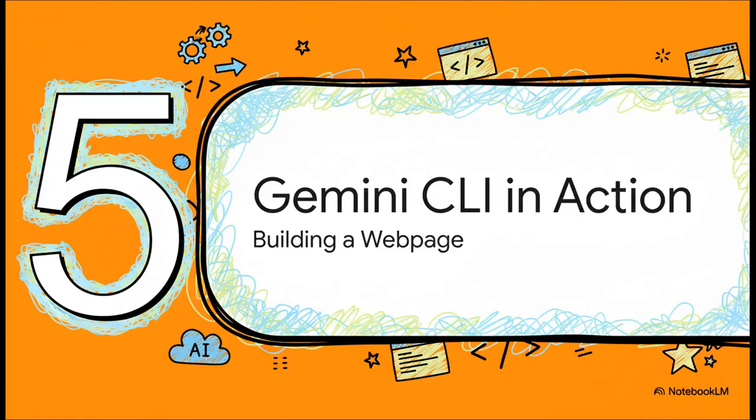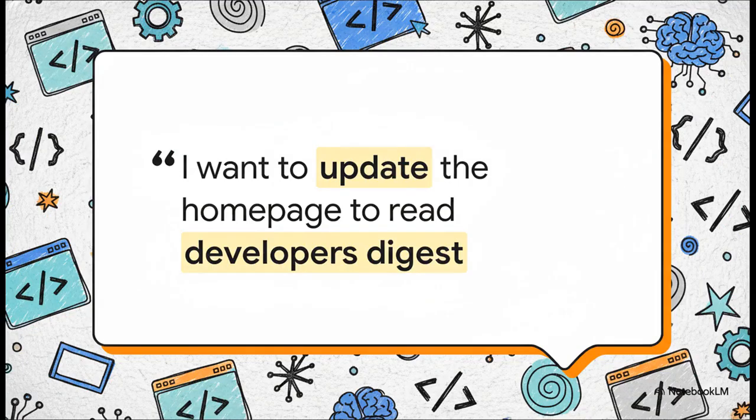All right, enough talk. Let's see this thing in the wild. We're going to watch it take a brand new Next.js application and start making changes, starting with something super simple. So the first prompt is as straightforward as it gets. I want to update the homepage to read Developer's Digest. This is a basic test to see if it can find the right file and make a simple edit.